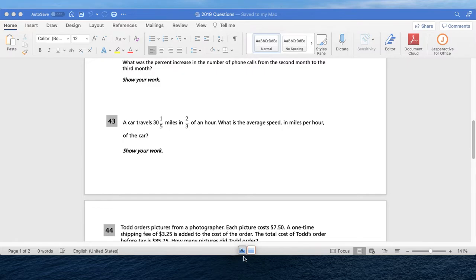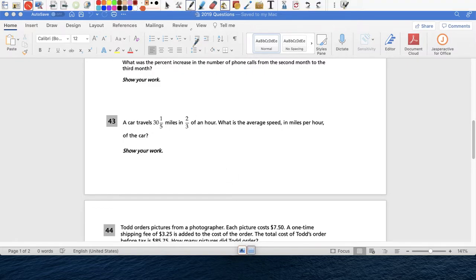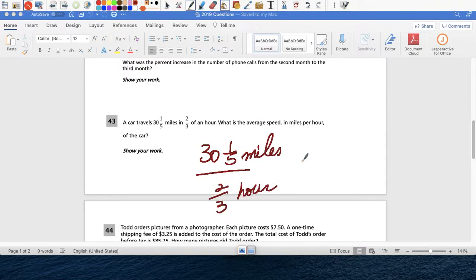I don't know why this keeps popping up, but 30 1/5, 30.2, however you want to write it. Miles, 2/3 of an hour. We want the unit rate. So unit rate means in 1 hour how many miles was driven.